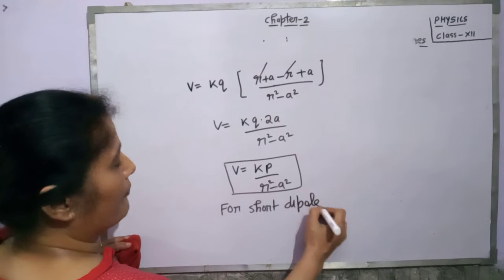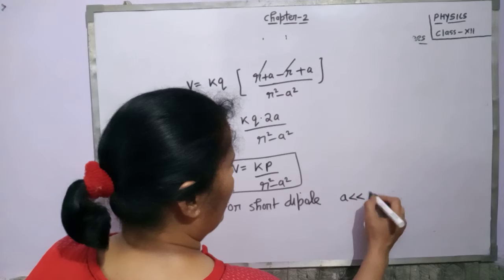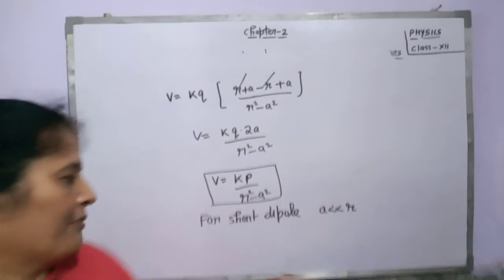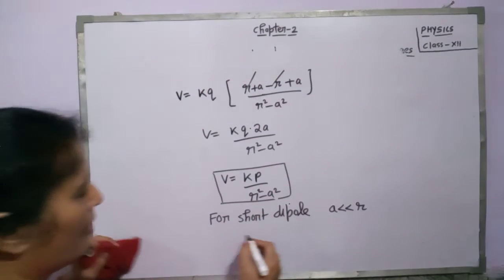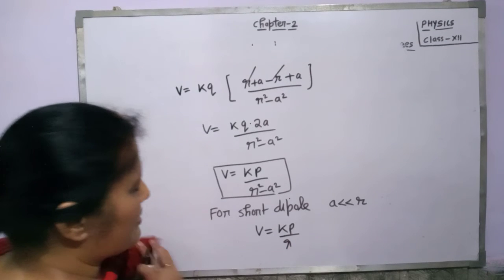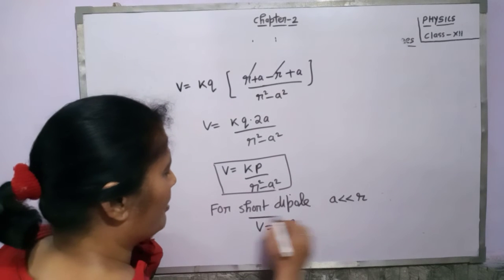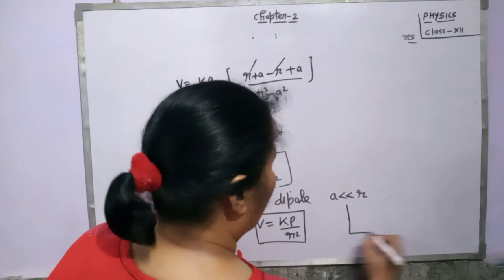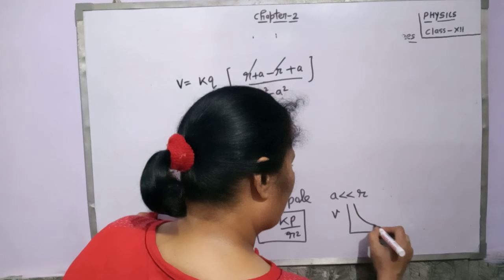For the short dipole, we know that the value of A is less than R. For the short dipole, A square can be neglected. We get here V is equal to Kp upon R square. This is the expression for the electric potential at a point on the axial line. If we draw the graph between V and R, we get this.